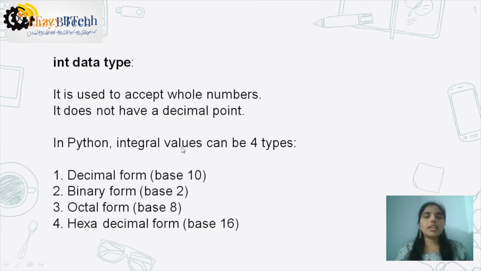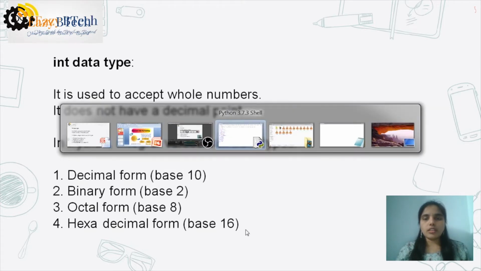In Python, integral values can be divided into 4 types: decimal form, binary form, octal form, and hexadecimal form. Decimal form is based on 0 to 9, any number from 0 to 9. Binary form means a combination of 0 and 1, only 0 and 1. Octal form is 0 to 7, base 8. Hexadecimal form is 0 to 15, which means 0 to 9, and 10 to 15 are A, B, C, D, E, F. Okay, let's see that.